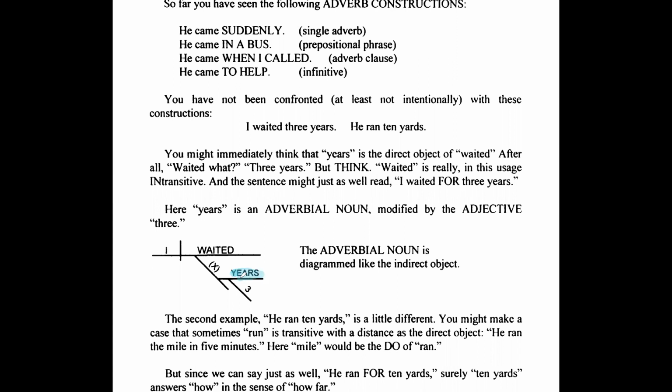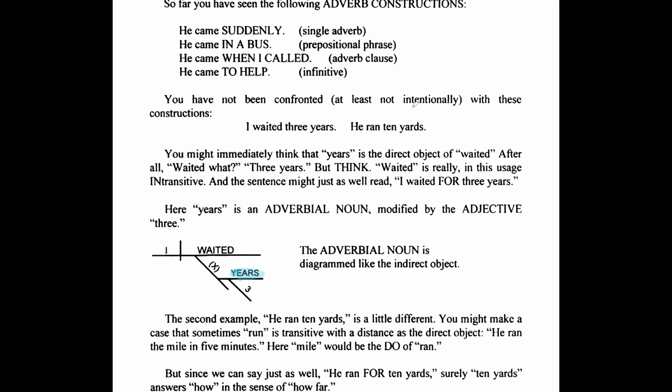The second example, he ran 10 yards, is a little different. You might make a case that sometimes run is transitive with a distance as the object. He ran the mile in 5 minutes. Here, mile would be the direct object of ran. Okay, so that's another way of doing it, where you can actually take ran and make the mile a receiver of the action. You can do that, okay? So someone might make the case, she says.